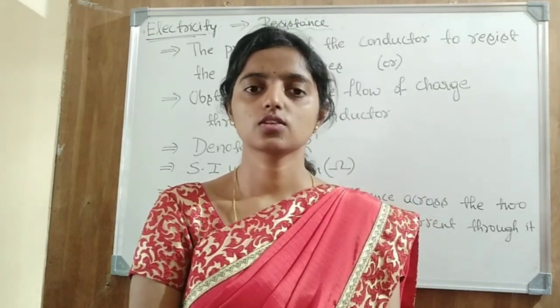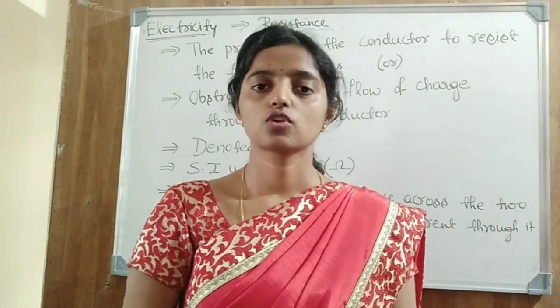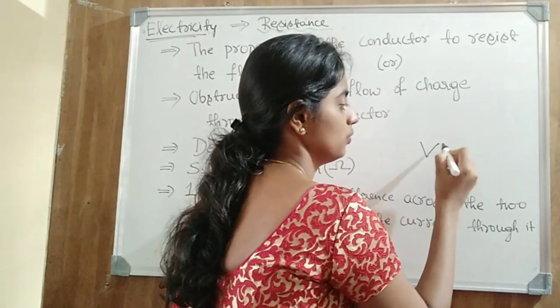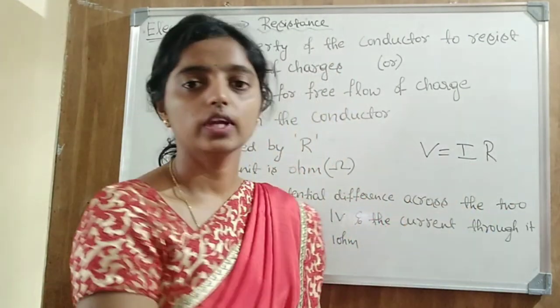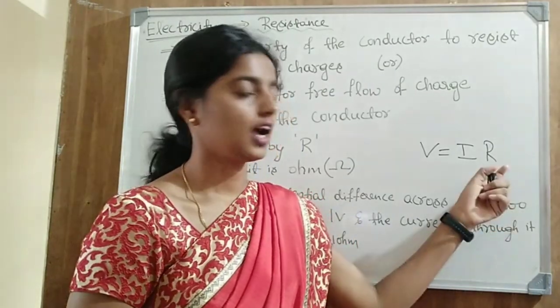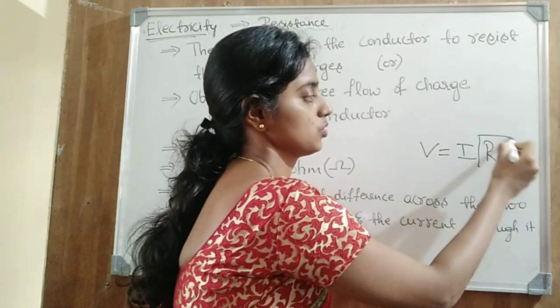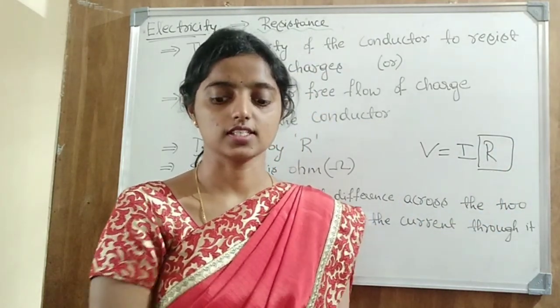In the last class we studied about Ohm's law, right? What is the equation for Ohm's law? V is equal to IR. What is V? V is potential difference and I is current and R is resistance. Today in this class we will briefly study about resistance.